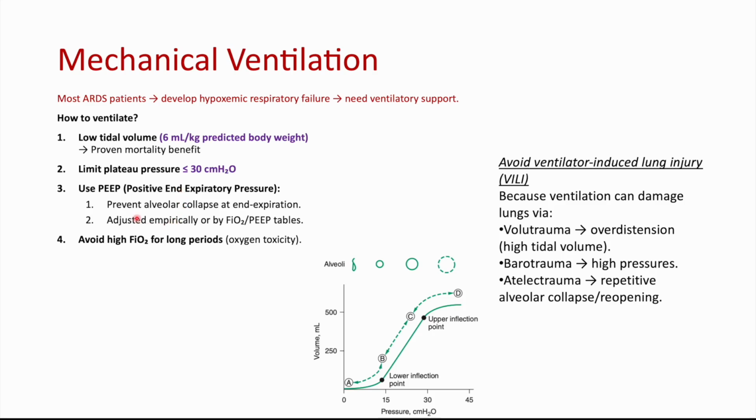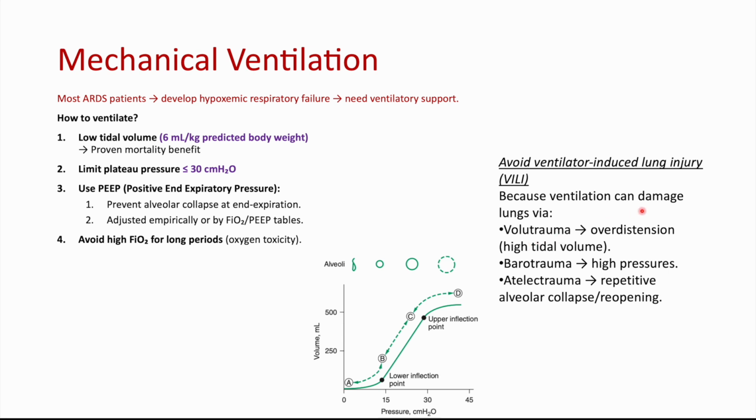Then we have to apply positive end expiratory pressure to prevent alveolar collapse. So we should also avoid giving high FiO2 for longer periods to prevent oxygen toxicity. So we should avoid a ventilator induced lung injury, which I have said in the previous video. You can check in the given link.